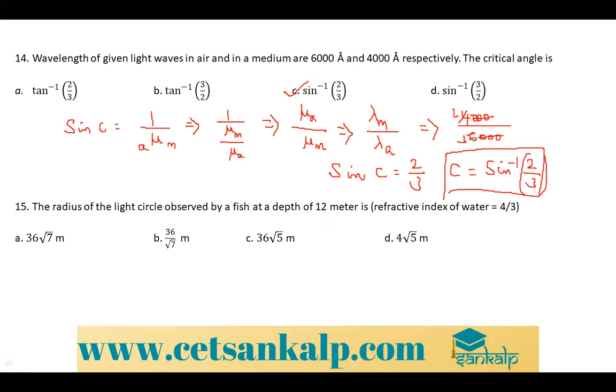Okay. Next one: the radius of the light circle observed by the fish at a depth of 12 meters is. Okay, again the same diagram.